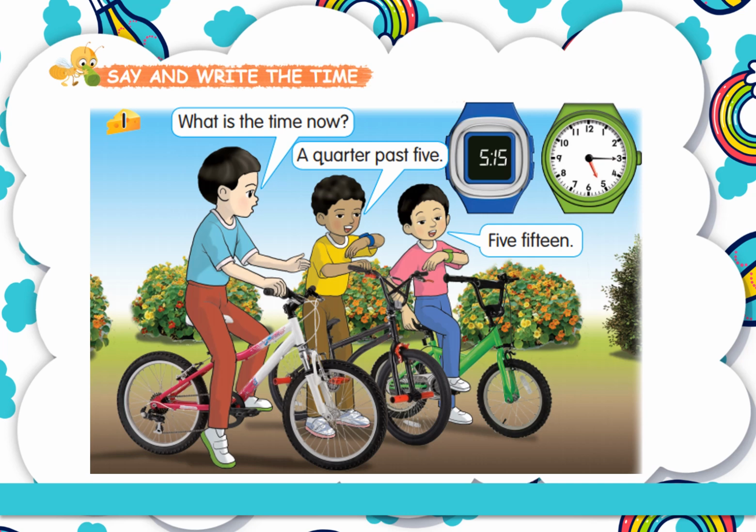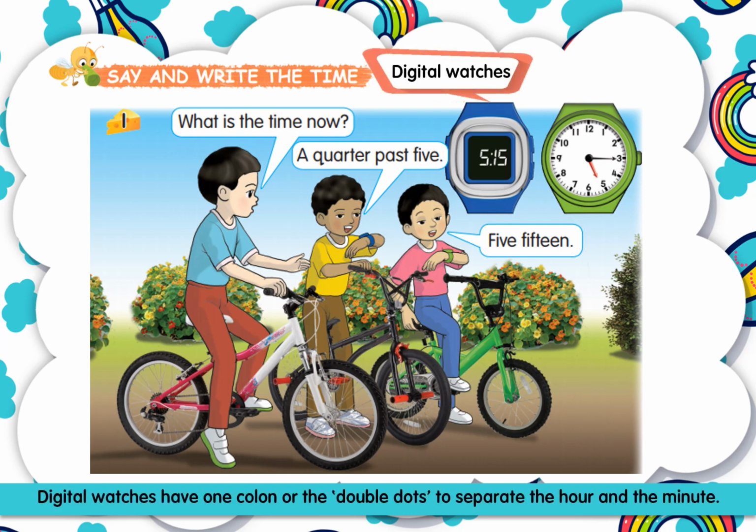Turn to your textbook, page 42. Look at the picture. There is a boy asking, "What is the time now?" The boy in the yellow shirt says it's a quarter past 5. He is looking at his watch, the digital watch. The digital watch has one colon, or double dot, to separate the hour on the left and the minute on the right.